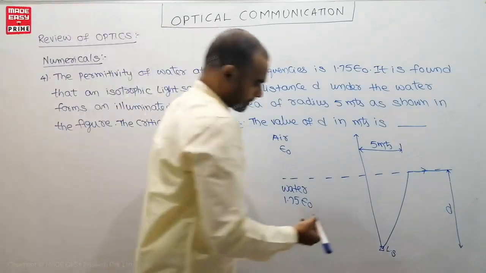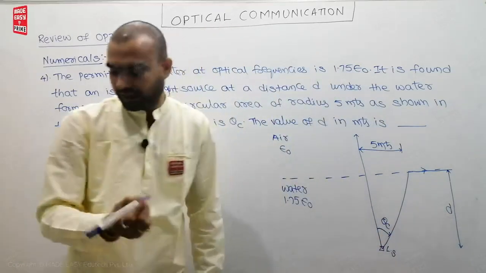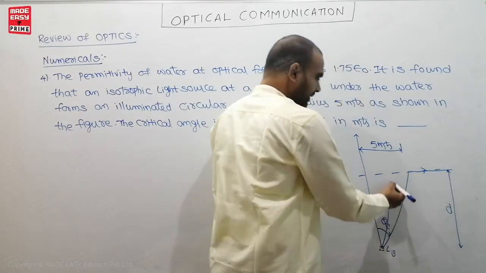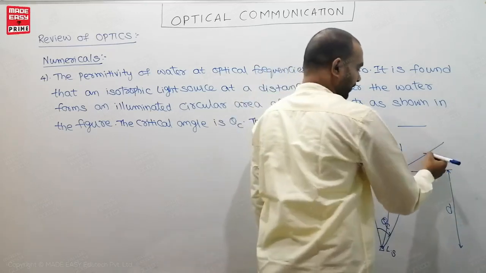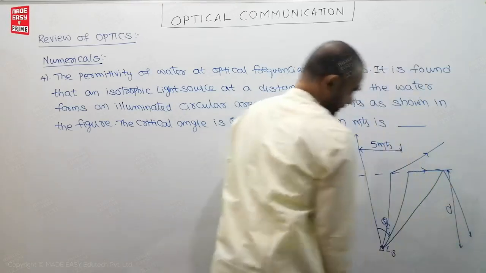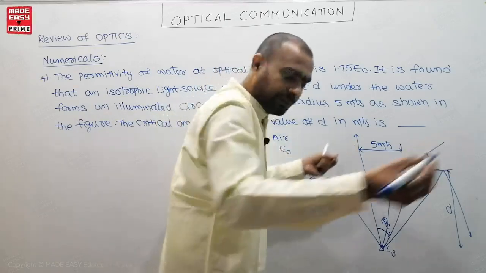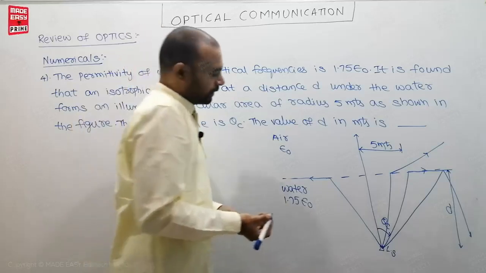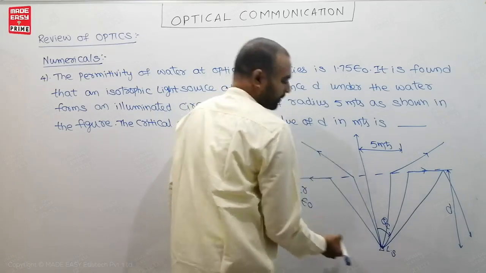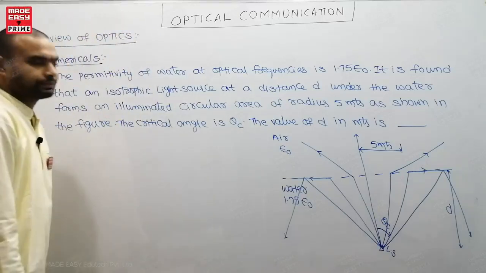This angle is going to be given as theta c. Theta c is the critical angle. Light incident at less than theta c is going to be refracted, and light incident at an angle greater than theta c is going to be reflected. The same thing can be found here also, because it is an isotropic light source which can illuminate equally in all directions. So less than that will be refracted, and greater than that will be reflected, as shown in the figure.